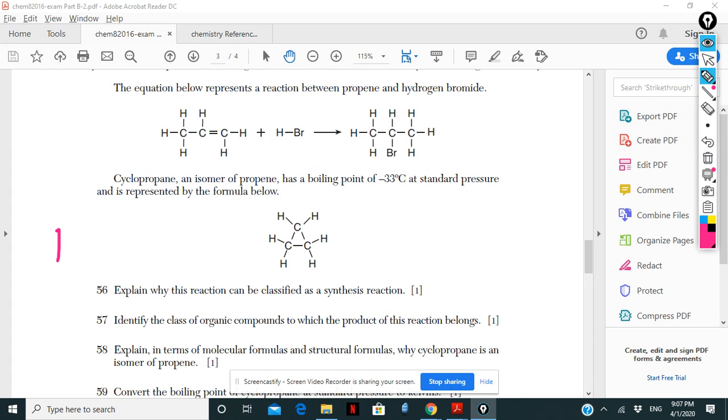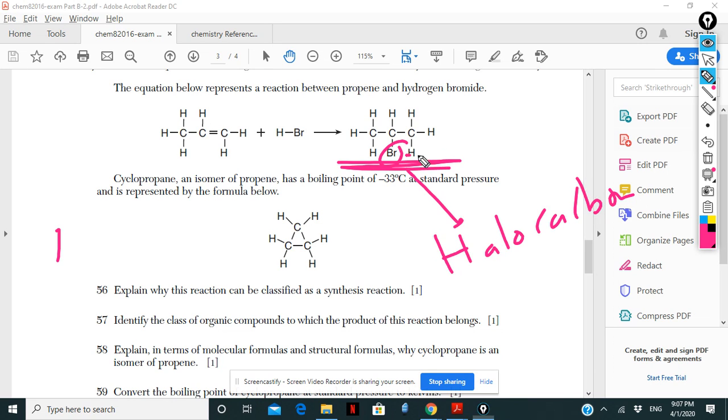Identify the class of the organic compound which is the product. That's the product. It has a halogen here, so that's halocarbons. Halocarbons, because this is a halogen.